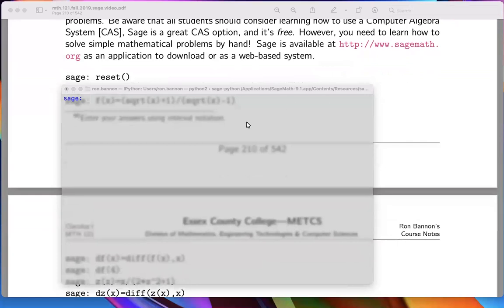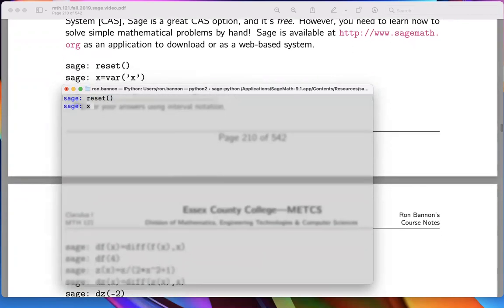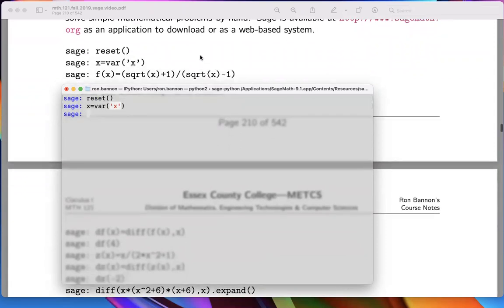Reset. Whoops, sorry about that. Reset. I'm running Sage on my computer. x is a variable. And let's see what else I got over here. Oh, f of x. I'll write this over here. f of x is a function, and it's being assigned the square root, sqrt, of x plus 1. I'll look back over the notes momentarily.